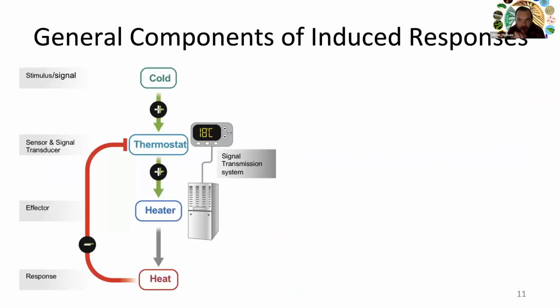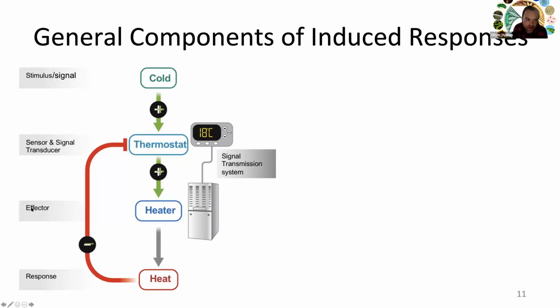So the other part of an induced response that I want to talk about is the general components that make up one of these induced responses. So when a pufferfish blows up, how does that work? There are basically 5 general components to any induced response, where you have a stimulus or signal, you have a sensor and a signal transducer that translates that signal into something that the organism can understand. You have a signal transmission system that sends that signal throughout the body of the organism. Then you have something called a response, and then you have something called an effector.